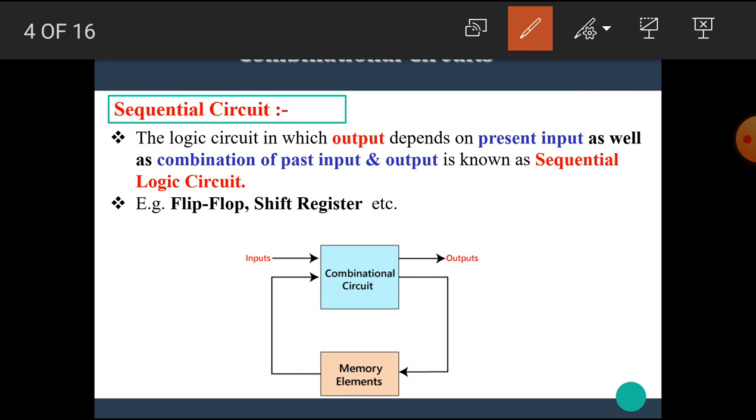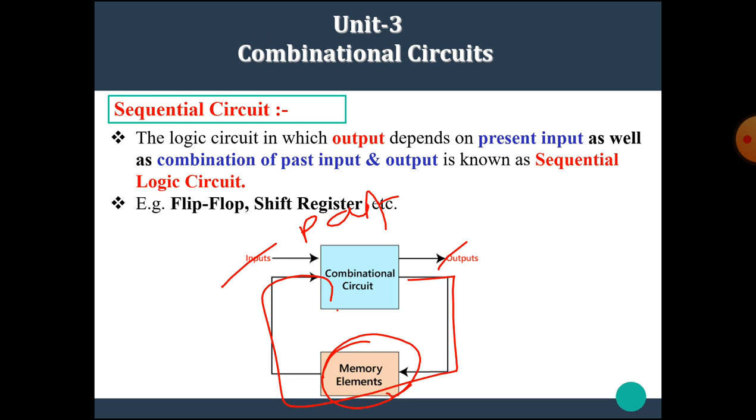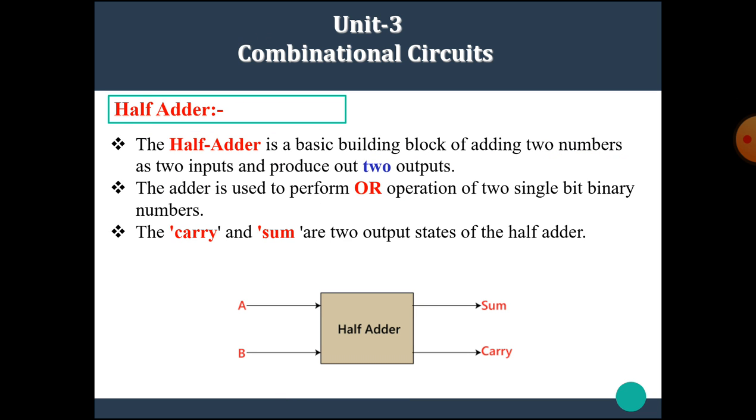This is the basic difference between the combinational circuit and the sequential circuit. Let's see once again. The combinational circuit is the circuit in which the output depends on the present input, hence it is known as the combinational circuit. While in a sequential circuit, the output depends on the present input as well as the past input and output. The past input and output values are obtained from the memory element which is connected in the feedback path. I hope you all now understand the basic difference between the combinational circuit and the sequential circuit.